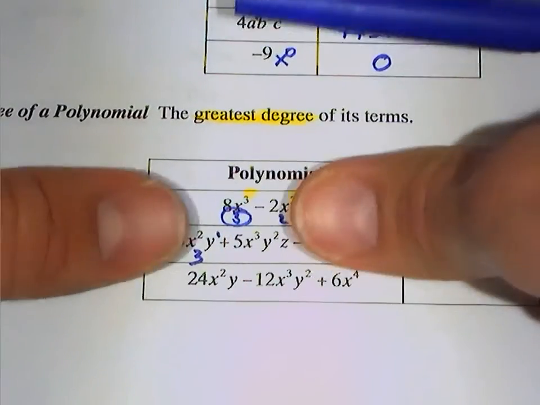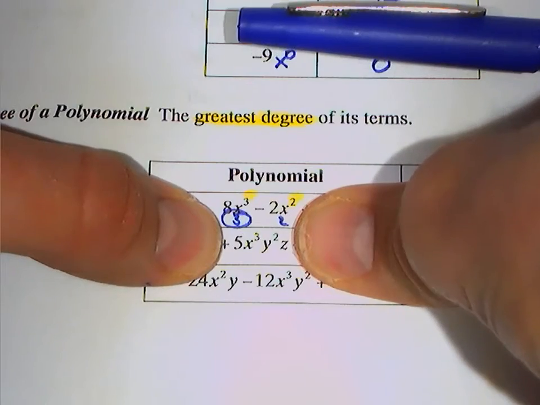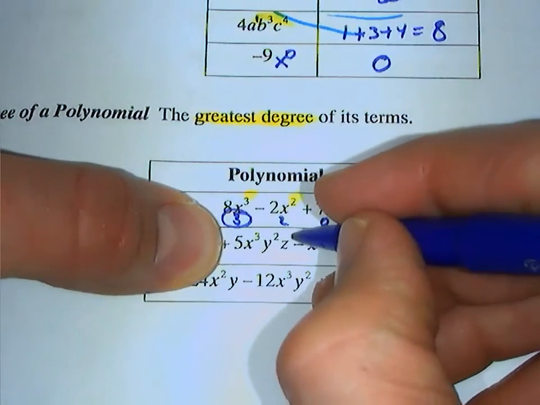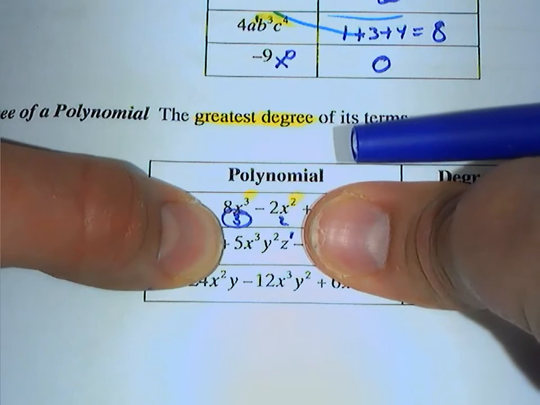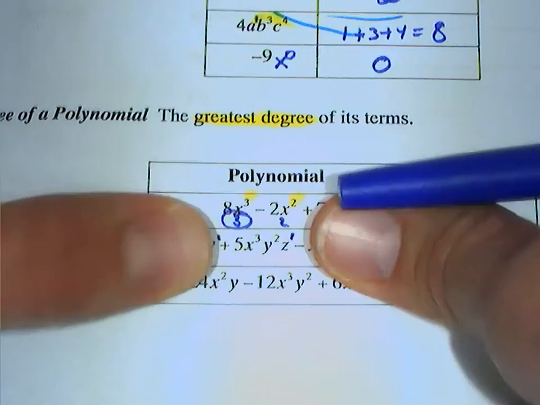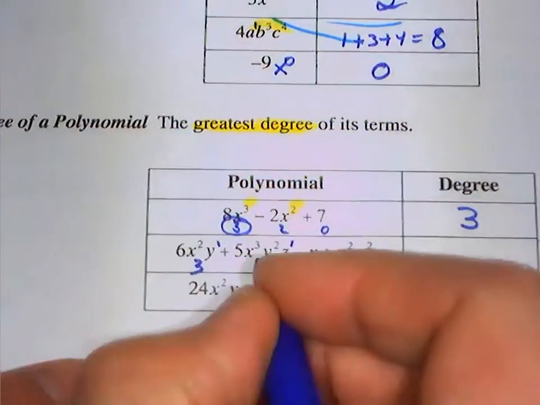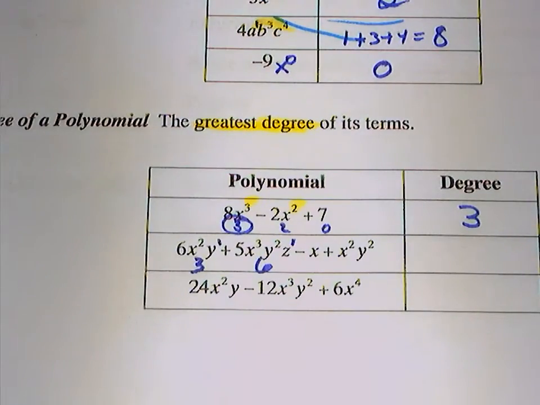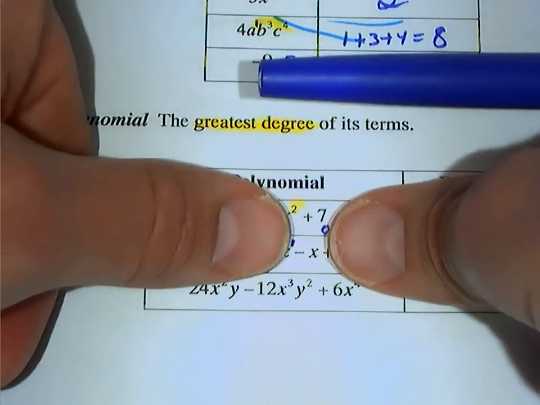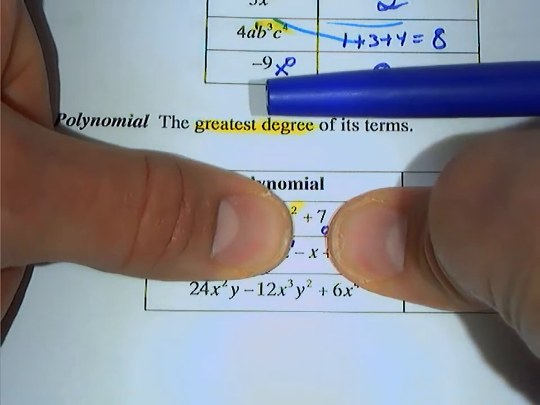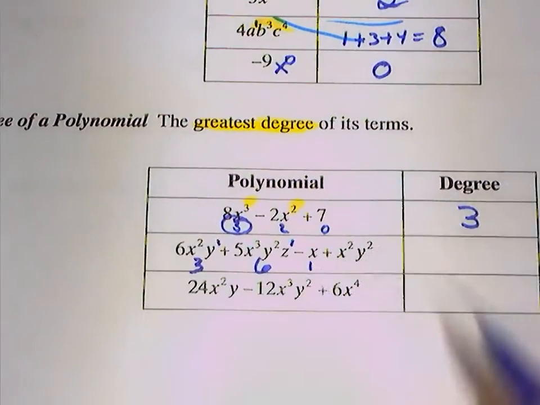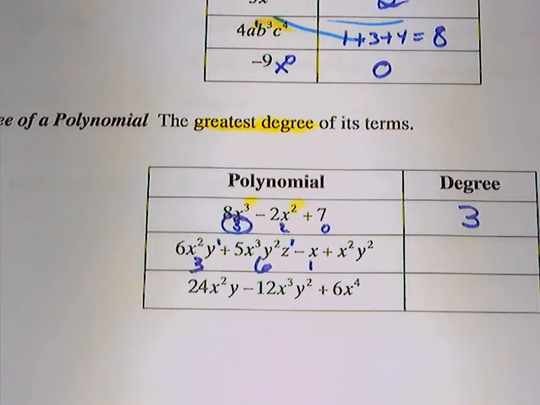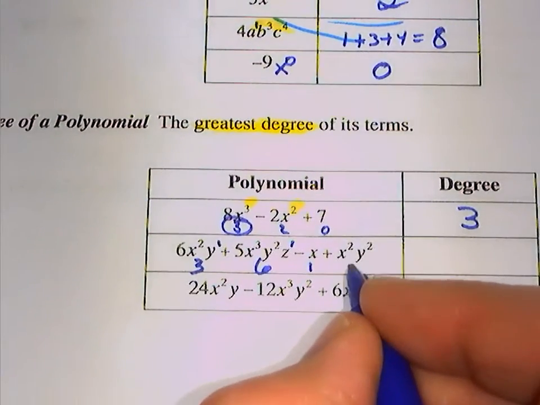Okay, now I do the next one. I have 5x cubed y squared z. That z doesn't have an exponent, so I'm going to put a little 1 there, so don't forget about it. Now add those exponents together. 3, 2, and 1. 3, 2, and 1 give you how much? Damien? 6. Whoa. And then I got another term. I just have negative x. Do you see that guy? What's the degree of that one, Kai? That guy's 1. And then I have x squared, y squared. So what do you get there, London? There we go.